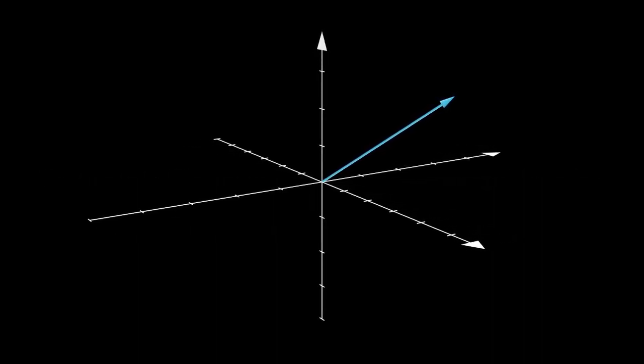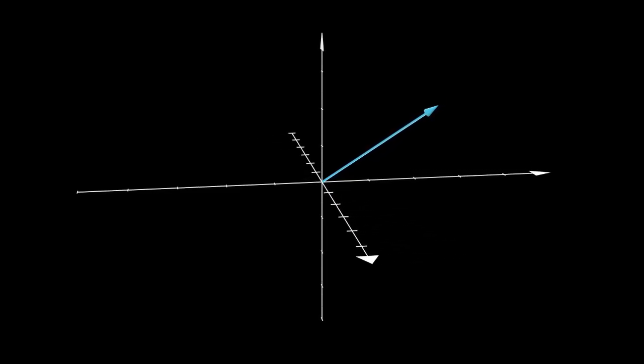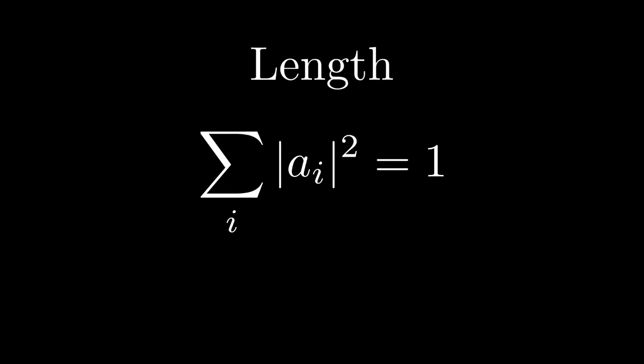These kets add and multiply by numbers like ordinary 3D vectors, thus they form their own vector space. We can also apply our intuition for 3D vectors to these abstract state vectors. The square length of the vector is given by the sum of the modulus squares of all amplitudes, as we allow the amplitudes to be complex numbers. The equation is obtained by generalizing the Pythagorean theorem to infinite dimensions.